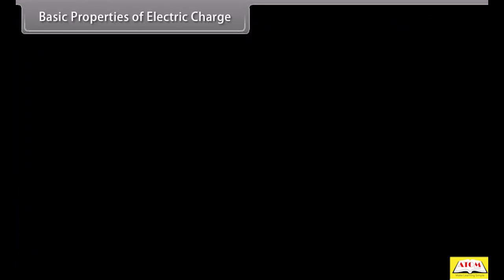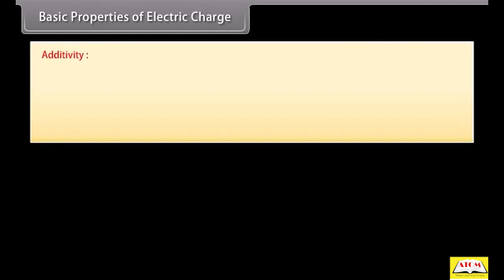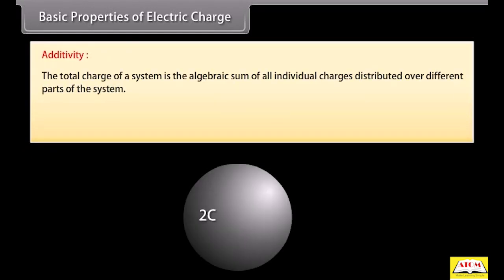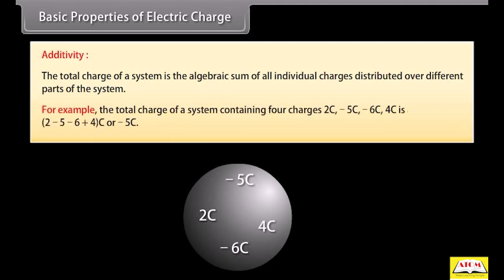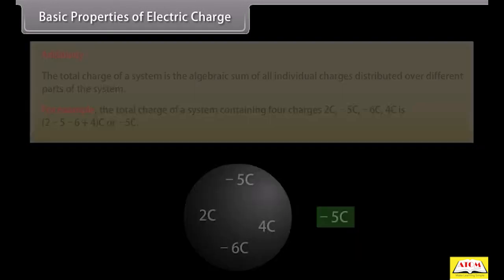Basic properties of electric charge. Additivity. The total charge of a system is the algebraic sum of all individual charges distributed over different parts of the system. For example, the total charge of a system containing 4 charges, 2 Coulomb, minus 5 Coulomb, minus 6 Coulomb and 4 Coulomb is equal to minus 5 Coulomb.